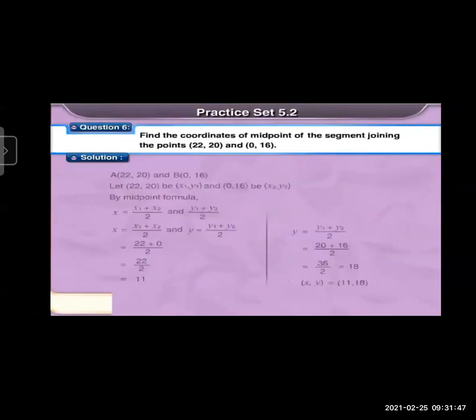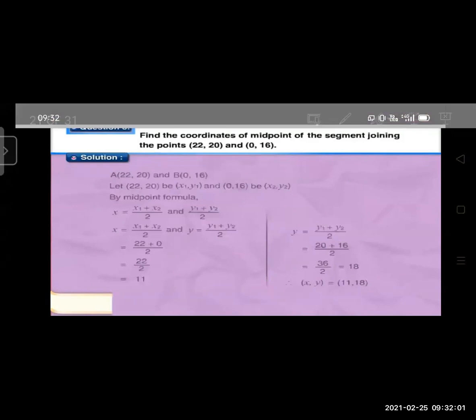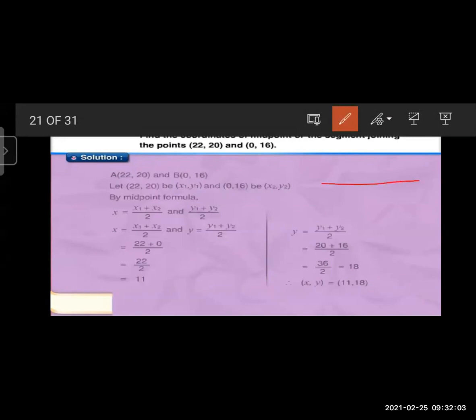Question number 6. Find the coordinates of the midpoint of the segment joining the points. Simple question, very easy, asking for 2 marks. You have 2 points. Find the coordinates of the midpoint. So simply, draw a line.